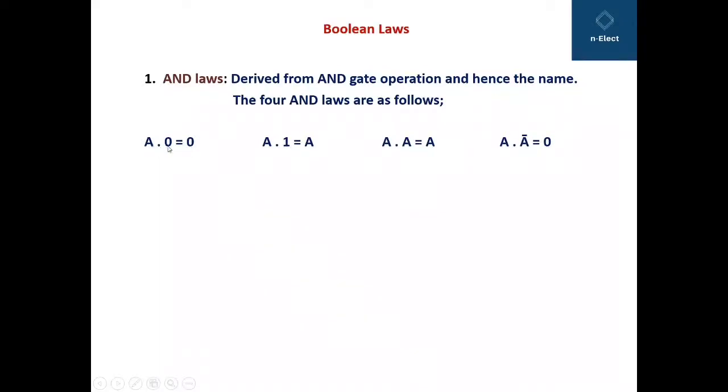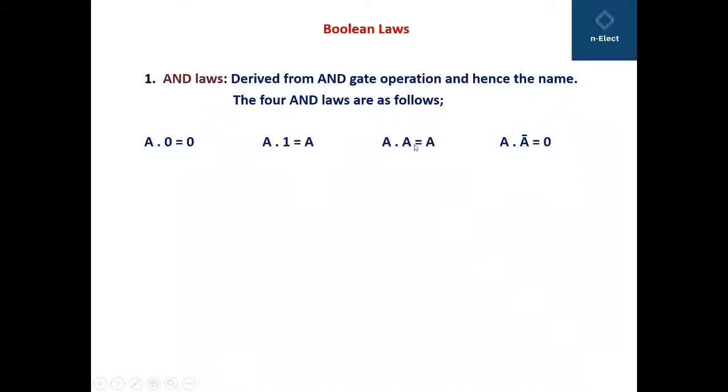A dot 0 means one input, which we don't know whether it is 1 or 0, but the second input is confirmed to be 0. So if one input of an AND gate is 0, whatever the other input is, the output has to be 0. This is the first AND law. Second AND law: A into 1, or A and 1, equals A. It entirely depends upon the value of A. If it is 1, then 1 into 1 gives 1. If it is 0, then you will get 0.